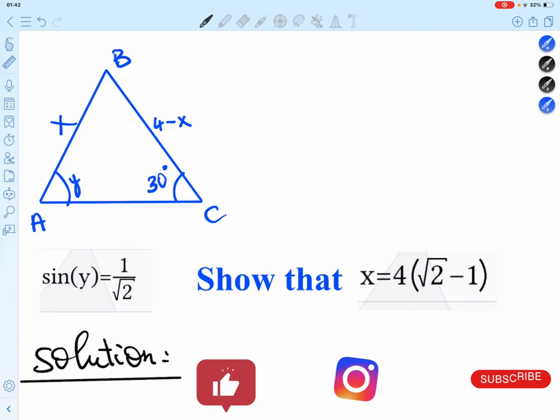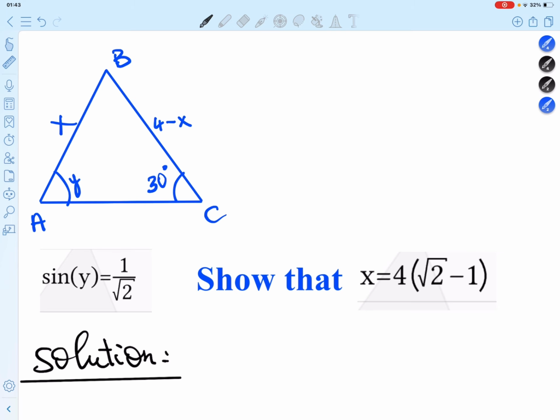Hi guys, so today we are gonna solve this problem. So we have a triangle ABC and we have this angle Y, this is 30 degrees, and we have this side X, we have this side BC which is 4 minus X. We also know that the sine of Y is equal to 1 over square root of 2. So what we want to do, we want to show that X is actually equal to 4 times square root of 2 minus 1.